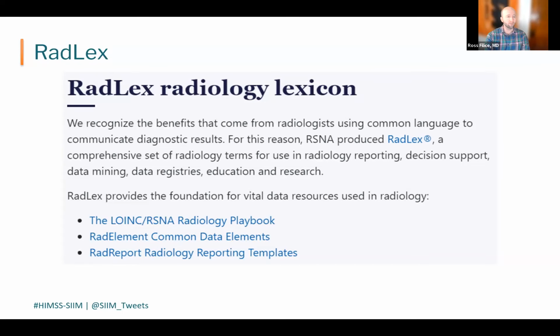And the rest of the folks on this webinar are going to cover a lot of the meat of what we've done so far around series name standardization. So I thought I'd take a little bit of a step back just to briefly cover RadLex and kind of where we've come from.